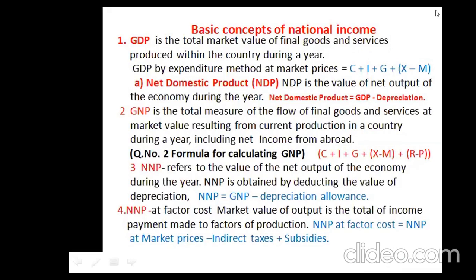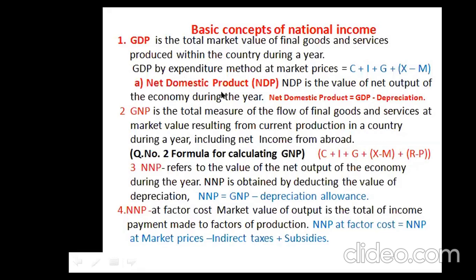So one is GDP. You know that gross domestic product is the total market value of final goods and services produced within the country during a year, called GDP. The GDP is also measured on the expenditure side. The symbolic representation of the GDP is C plus I plus G plus X minus M, that is net export.